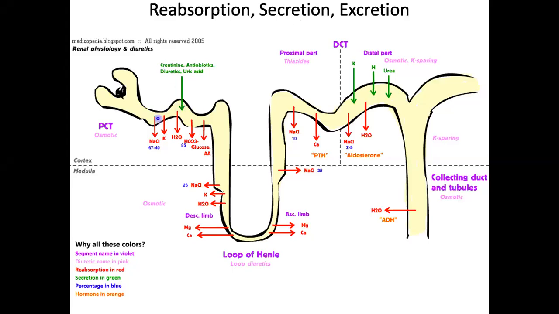Okay, so for the proximal convoluted tubule, 70% of the ions are pulled in there. The red arrow means reabsorption, and this is passive. So you're going to have a higher concentration of these ions in the proximal convoluted tubule. They're going to get pulled into the interstitium, so we call that reabsorption.